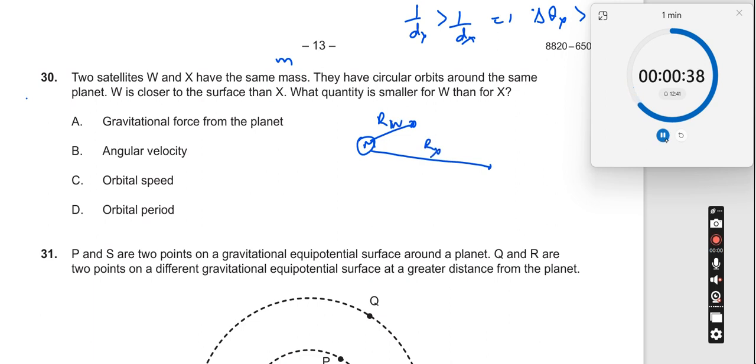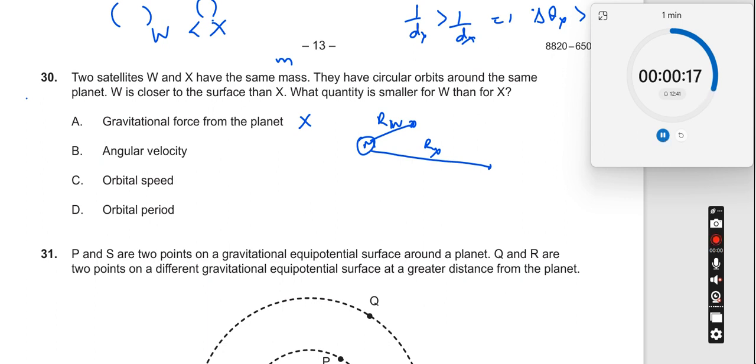Which quantity is smaller for W than for X? Smaller for, which means what? He is asking for W less than X over here. Some quantity on the numerator should be here. Okay, now towards it, gravitational force. What happens to gravitational force? Gravitational force is higher in W than X, so definitely this is not the right answer because it's closer.